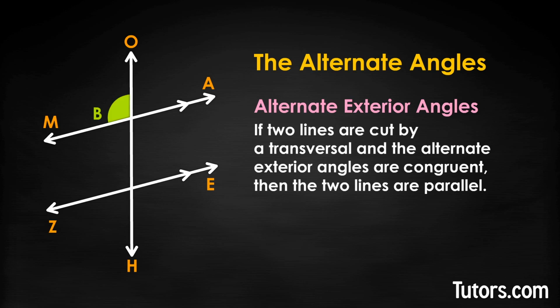You can replace the word equal in both theorems with congruent, without affecting the theorem. So, if angle B and angle L are congruent, the lines are parallel. You could also only check angle C and angle K. If they are congruent, the lines are parallel. You need only check one pair.